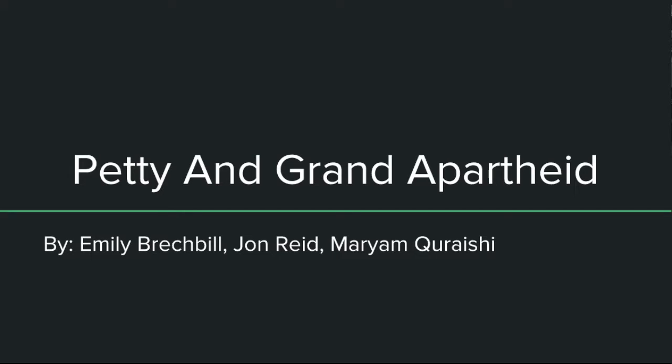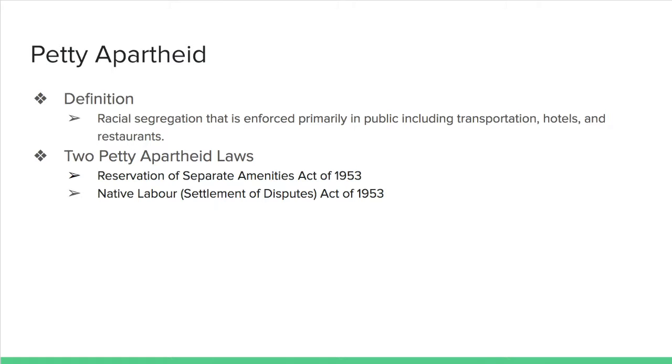During this, we are going to talk about the Petty and Grand Apartheid laws and how they were opposed during the Defiance campaign. First, we're going to talk about Petty Apartheid. Petty Apartheid is racial segregation that is enforced primarily in public, including transportation, hotels, and restaurants.